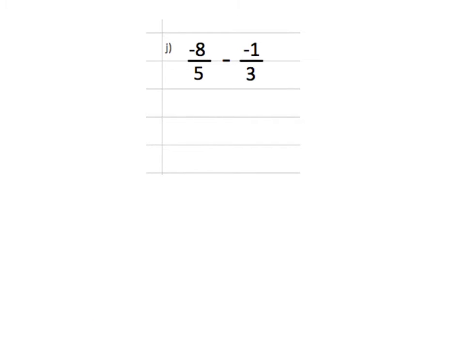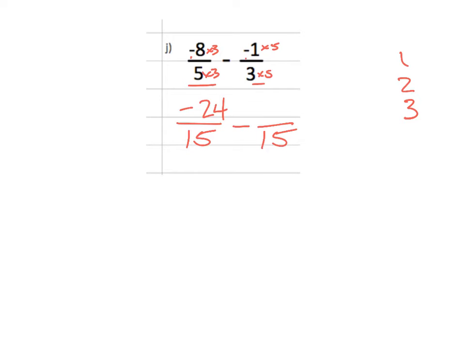Next problem, same 3 steps. Couple negatives in there. First step, common denominator. Already know it's going to be 15. 5 times 3 is 15, so -8 times 3 is -24. 3 times 5 gives us 15. -1 times 5 gives us a negative 5. We're done with step 1.